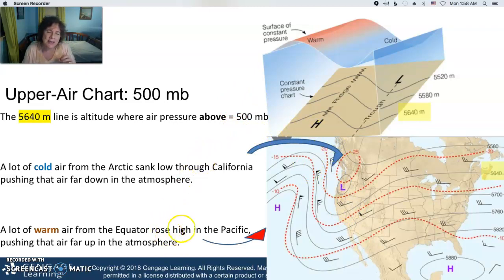In addition, there is a ridge right nearby, and this is actually warm air coming up from the equator along the Pacific and producing higher altitudes for that 500 millibar plane along with that warm air that has risen and expanded. So I hope that helps you to understand a little bit more about that.